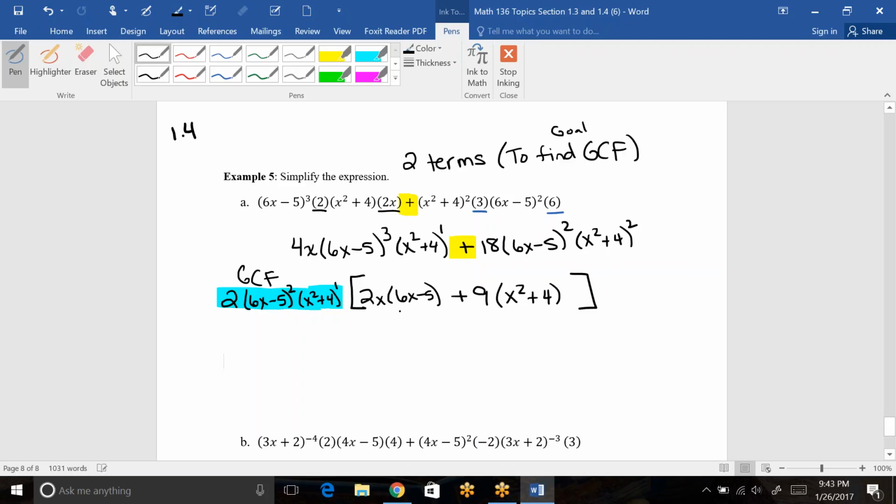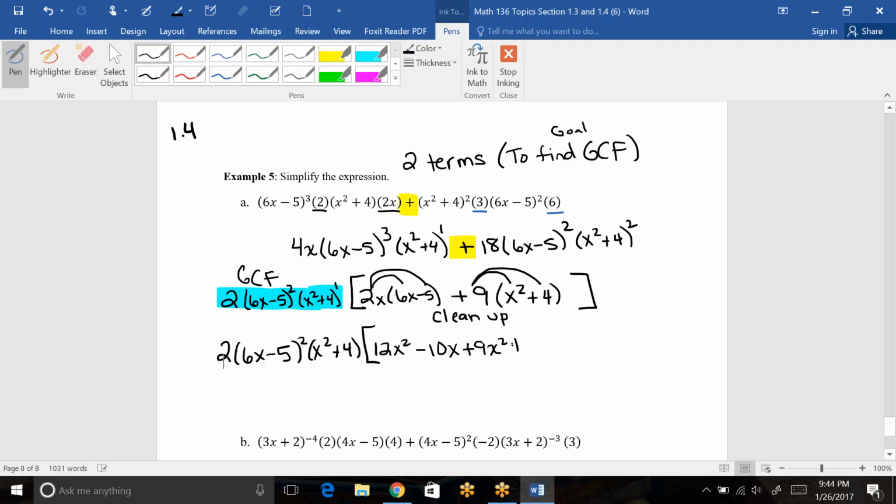Okay, and then what you're supposed to notice at this point is that this little area can be cleaned up. Because there's still this addition here, but now instead of all this stuff to multiply together, it's usually just a distributive property or FOIL, something very basic. So this GCF is still going to stay out front. You don't have to have the exponent of 1 if you don't want to. I'm going to have my bracket, and I'm going to start working this out. So 2x times 6x would be 12x squared. 2x times negative 5 would be negative 10x. Positive 9 times x squared would be positive 9x squared. Positive 9 times 4 would be positive 36.